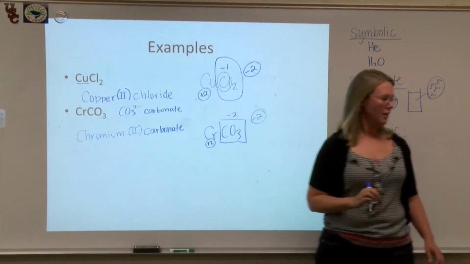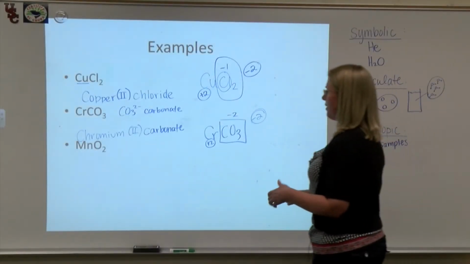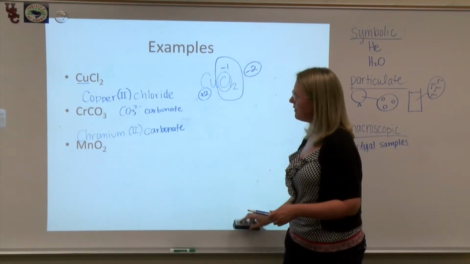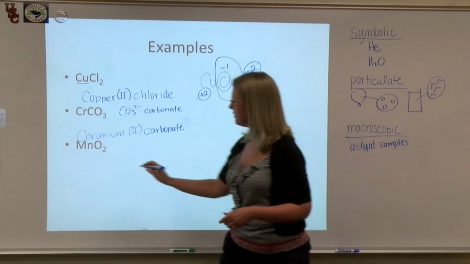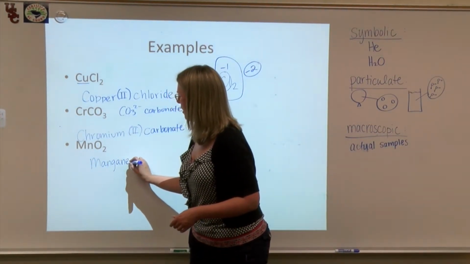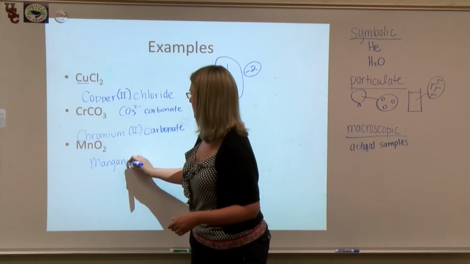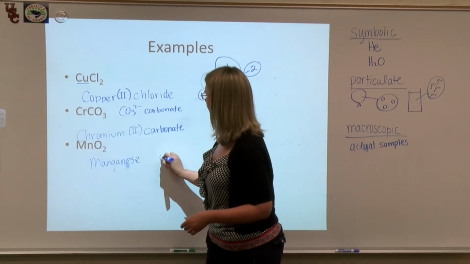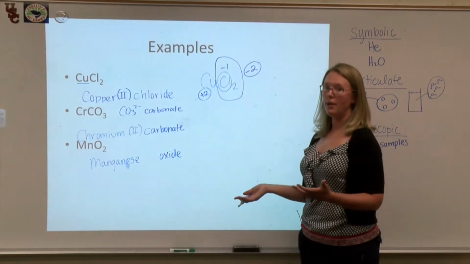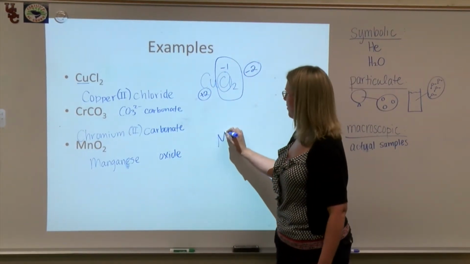Okay, let's try another one. This is the most difficult example, saved it for last. All right, it's Mn, so that's manganese. O, we would call oxide. And then we've got to figure out the charge of manganese. So we write our formula.